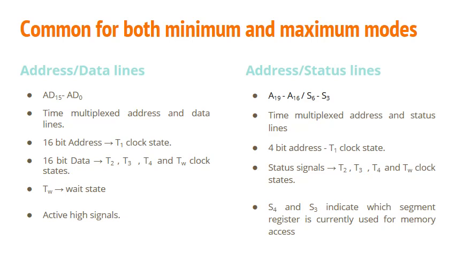Coming to the status signals, the status signal S5 is used to show the status of the interrupt enable flag. And the status signals S4 and S3 combined indicate which segment register is currently used for memory access. For example, if S4 and S3 have a value of 00, it indicates that an alternate data register is being used. If it's 01, it is the stack register. If it is 10, it is the code register. And if it is 11, it is the data register. The S6 status signal is always at a logical low because it is reserved for future use.